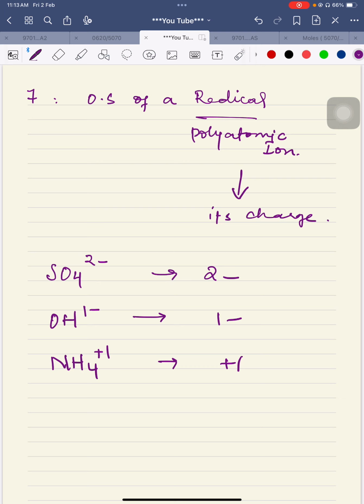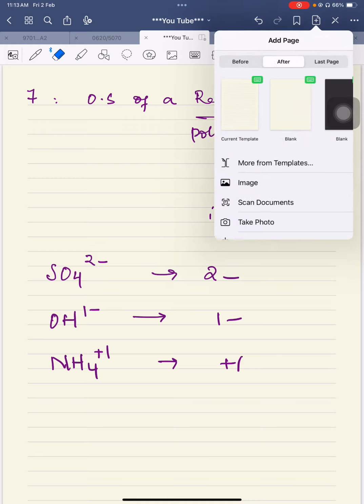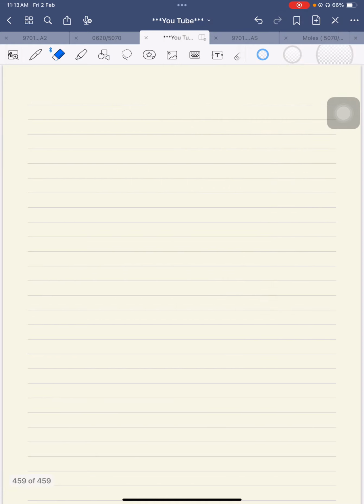By utilizing these rules, we can calculate the oxidation state of a specific element in a compound or in a radical as well. Let's have some practice right now. For example, let's consider K2Cr2O7, called potassium dichromate. What is the oxidation state of chromium? The examiner will ask about the oxidation state of a specific element.